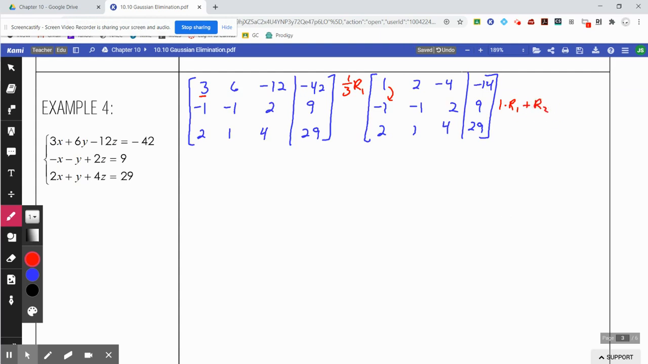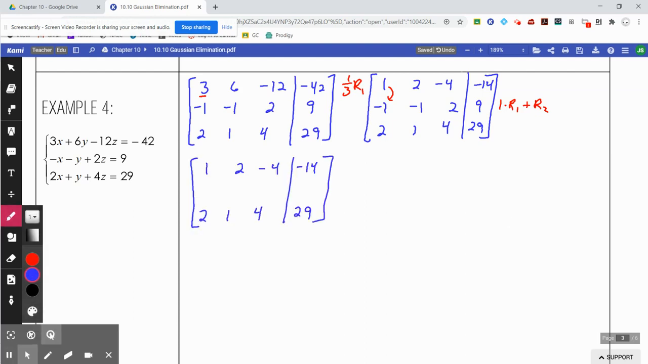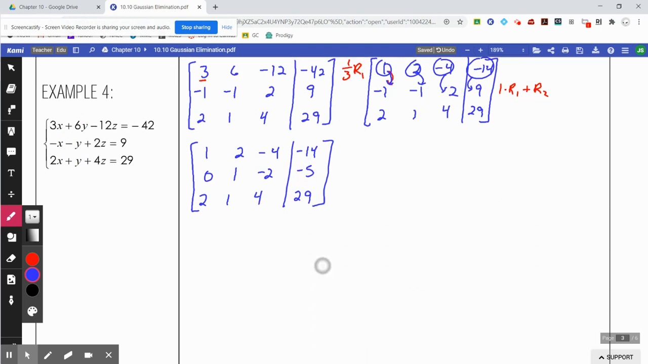So rows 1 and 3 stay the same. And now let's change row 2. Multiply by 1, add it to this, gives me a 0. Multiply by 1, add it to this, gives me a 1. Multiply by 1 is -4, add it to this, gives me -2. Multiply by 1 is -14, add it to 9, gives me -5.